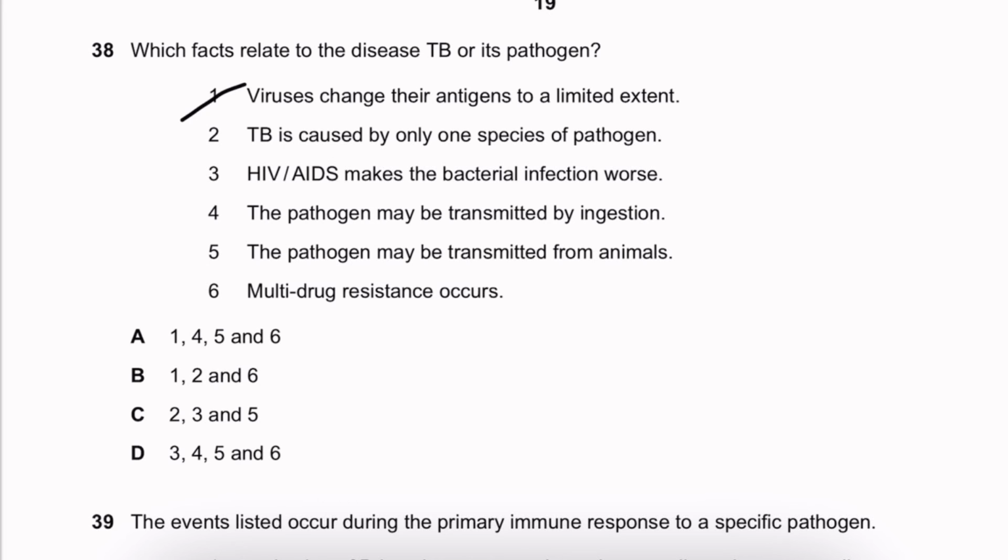It could be caused by Mycobacterium bovis or Mycobacterium tuberculosis. HIV or AIDS does make the infection worse because HIV and AIDS may decrease the immune system's ability to function, and TB likes to hide from the immune system until it's at its weakest point, so then it starts to replicate and take over the body. So yes. And the pathogen may be transmitted by ingestion. Yes, if you eat things like raw meat, you can get the pathogen. The pathogen may be transmitted from animals. That is also true, from cattle, from sheep, from all these things. Multi-drug resistance occurs for all bacterial infections. You expect multi-drug resistance. So 3, 4, 5, and 6.